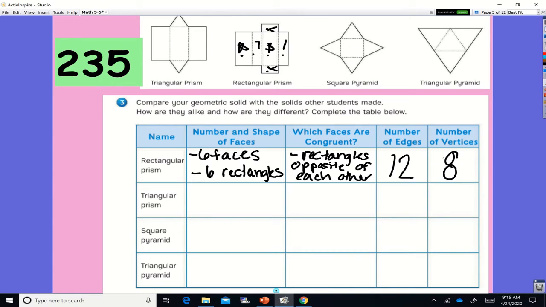Then we go to triangular prism. Triangular prism is right here. I look, I have 1, 2, 3, 4, 5 faces.